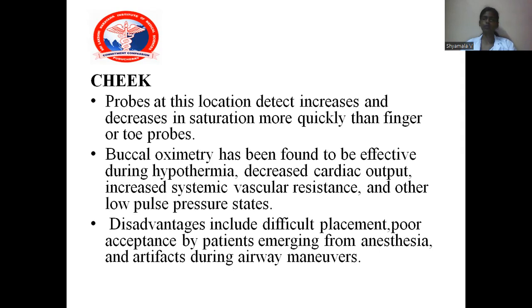finger or toe probes. Buccal oximetry is found to be effective during hypothermia, reduced cardiac output, increased vascular resistance, and other low pulse pressure states. The main disadvantages include difficulty in placement of the probe over the cheek, poor acceptance by patients who are emerging from anesthesia, and artifacts during airway maneuvers.